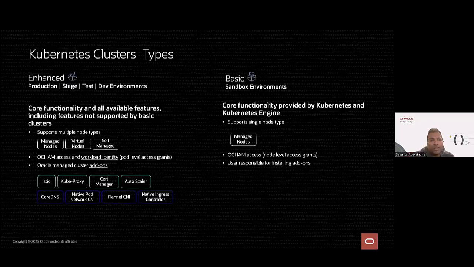Here we have many node types. The first one is the managed node, and the second one is the virtual node. When you do a normal Kubernetes deployment, you see these two types. But for this one, we added the self-managed node. That's another thing we need to cover.